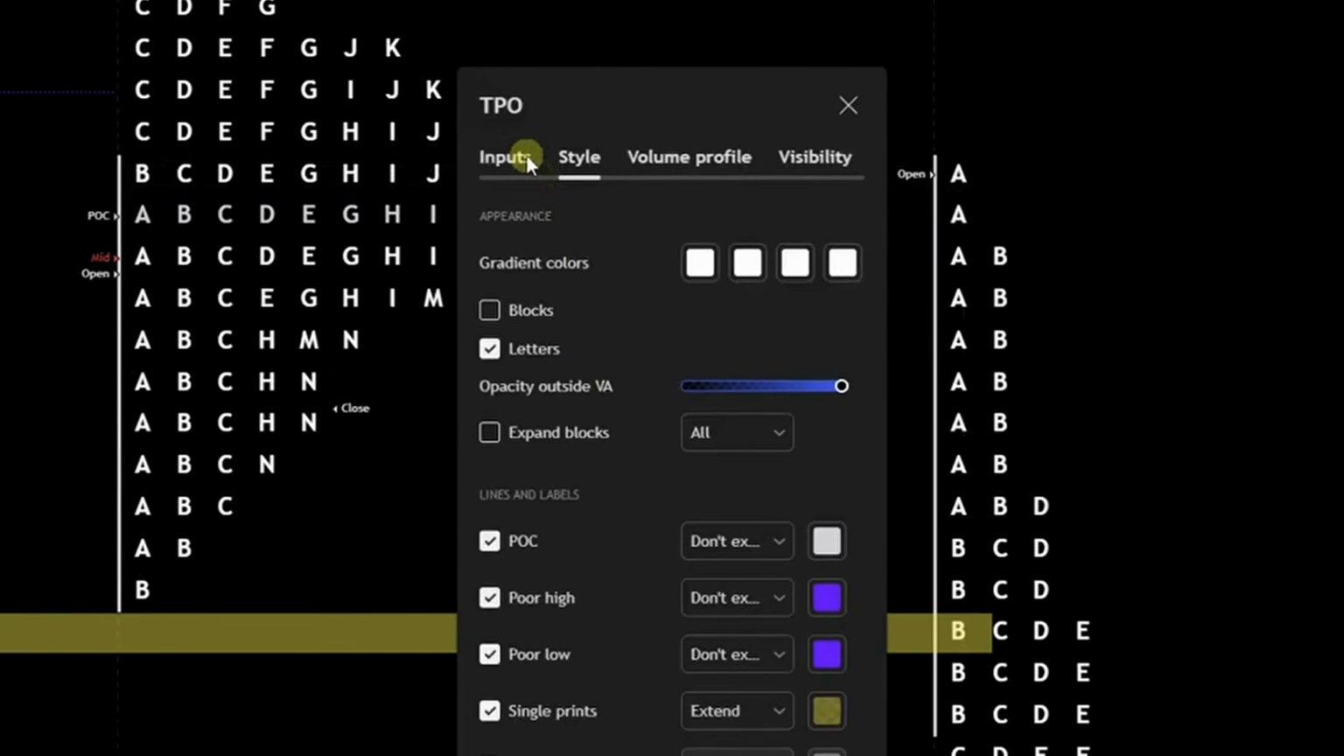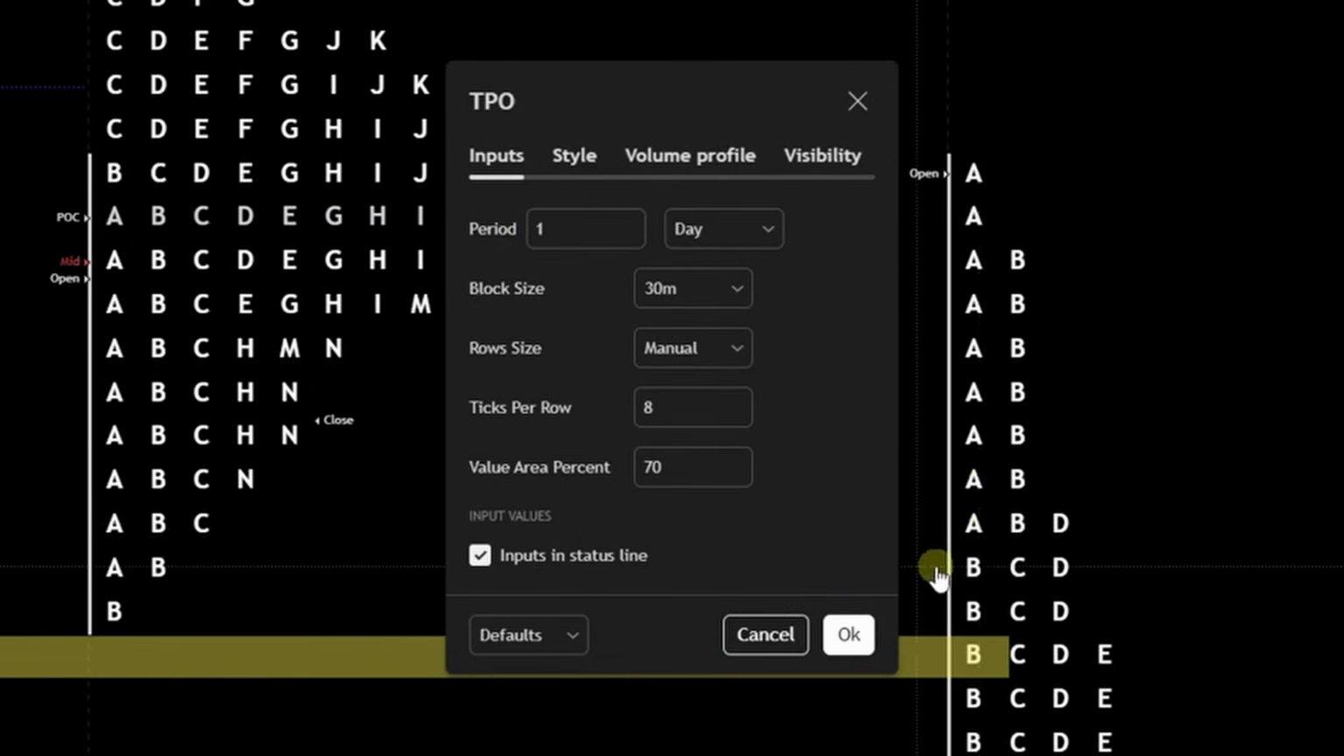If you guys want to see my settings, here are my settings. The TPO setting on TradingView is the ticks per row setting. So every letter that I have on my market profile is 8 ticks. If you guys are ES traders, that's 2 points, since there's 4 ticks in a point. And I use a 70 value area, but I don't really care about the value area, so it doesn't matter.